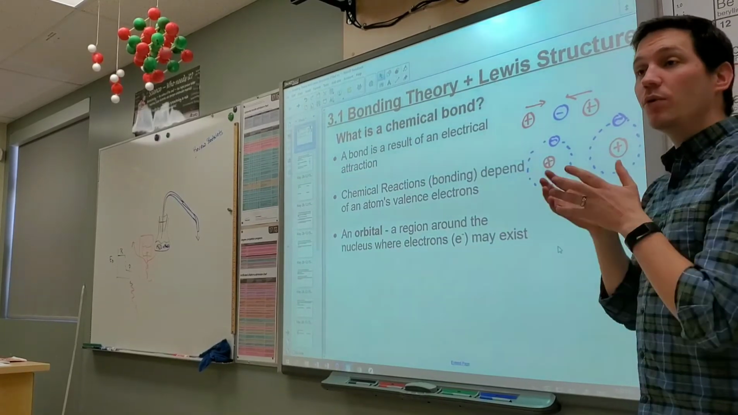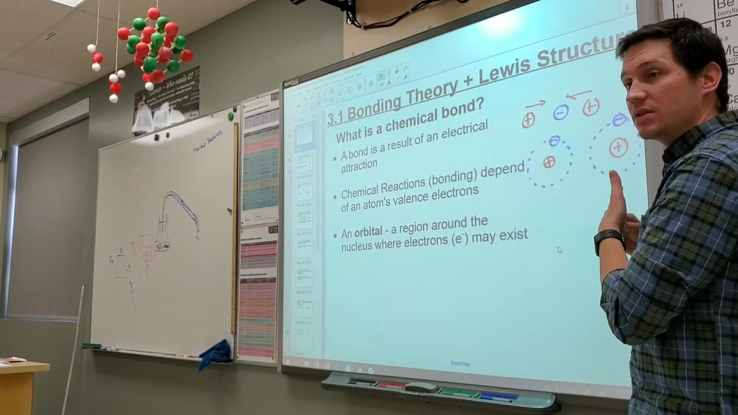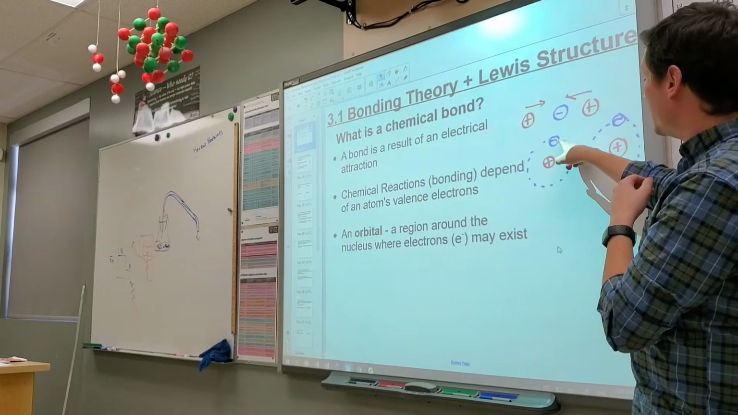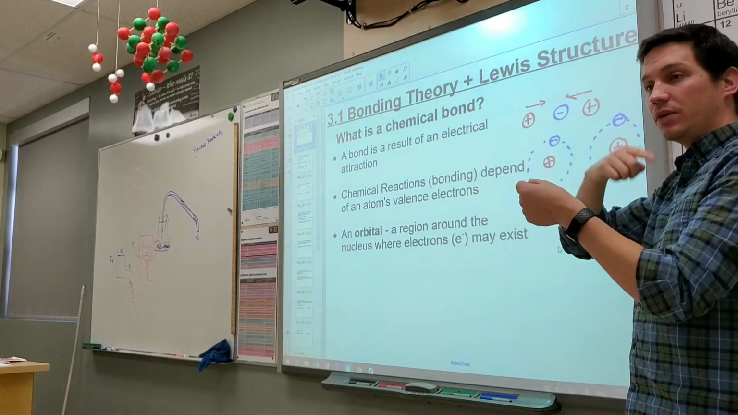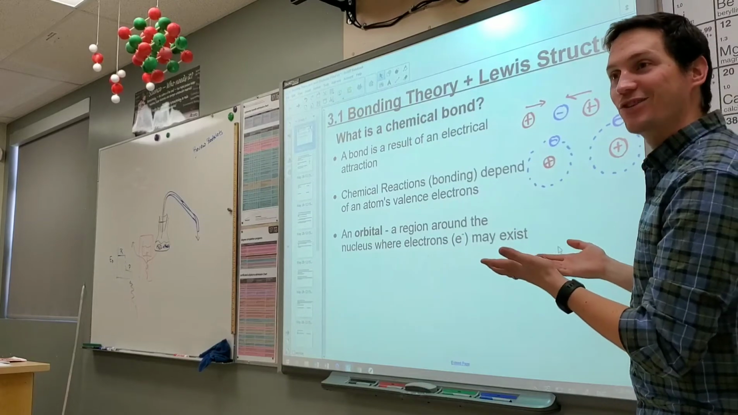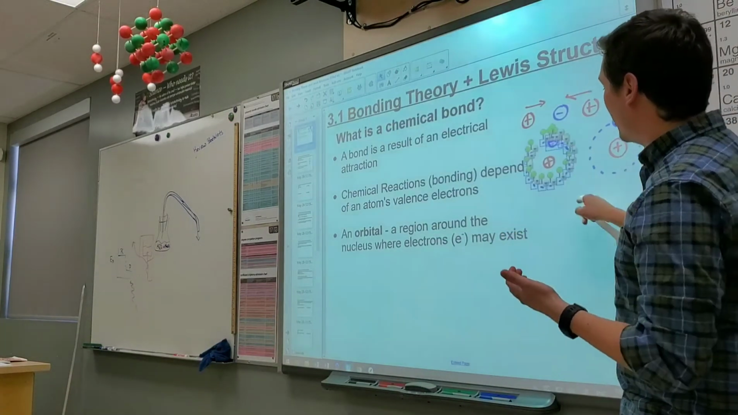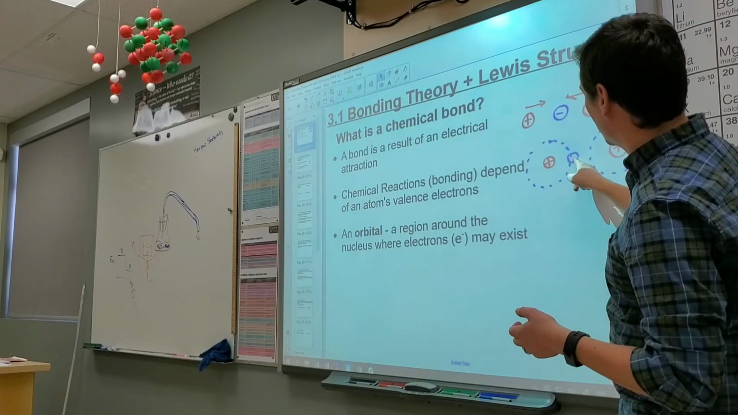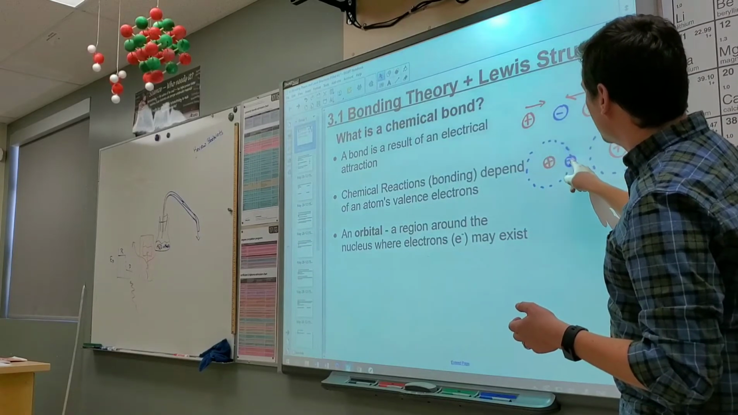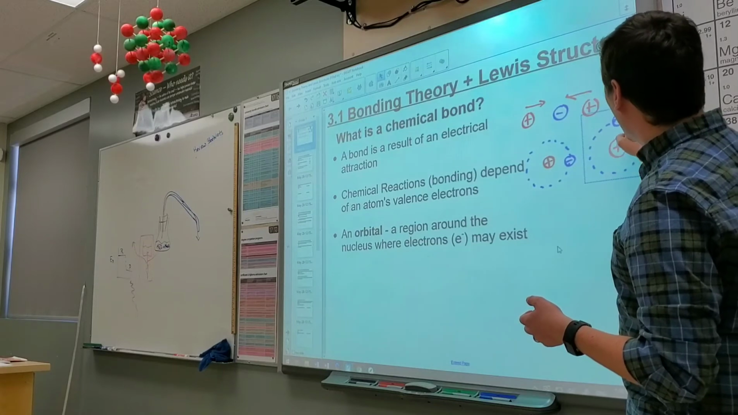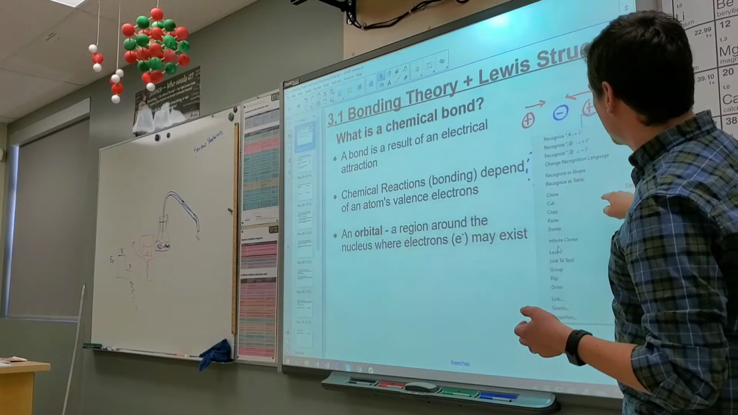The negatives. What do we call these particular negatives? What do we call these negatives that orbit around the nucleus? Electrons, right? These electrons form the basis.